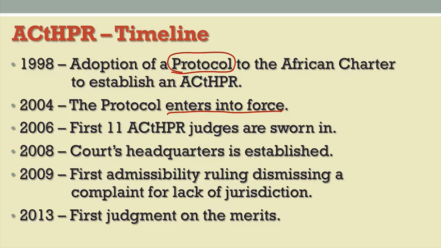The first merits judgment, or first decision entertaining the merits of an allegation regarding the violation of the African Charter, was issued in the summer of 2013, and we'll read that decision in the next lecture and discuss it. I want to talk a little bit about the structure of the court's jurisdiction.